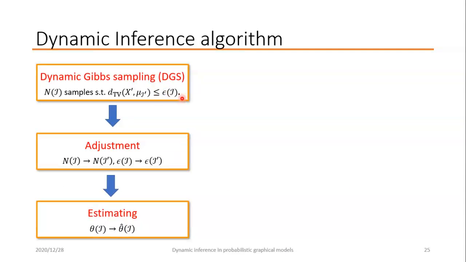Overall, our dynamic inference algorithm includes three steps. Firstly, we perform the dynamic Gibbs sampling algorithm to obtain N-hat samples such that the total variation distance is no more than epsilon-hat. Secondly, we adjust the number of samples and the error of each sample. At last, we calculate the new estimator based on these samples.